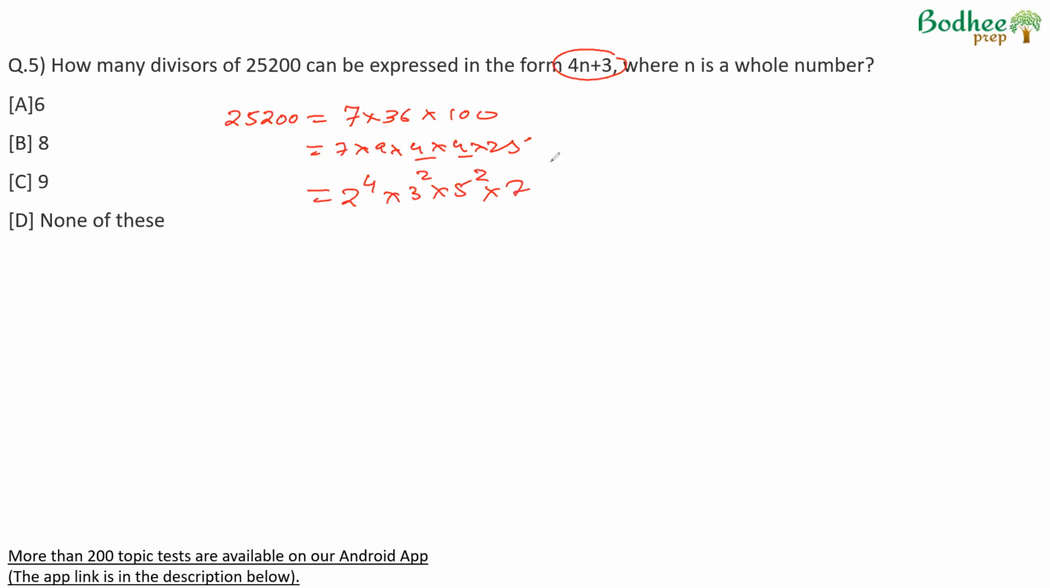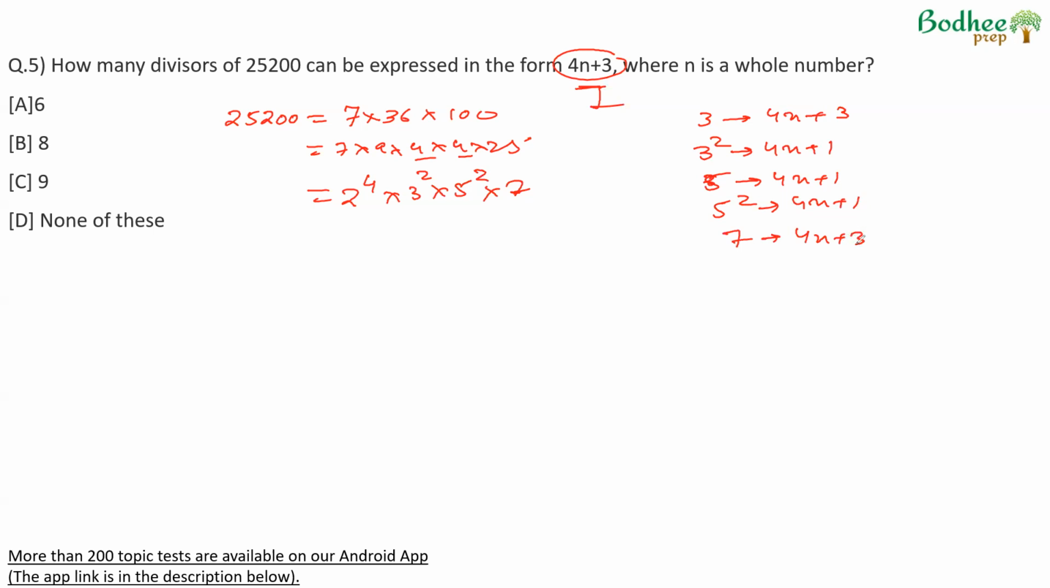Now, if we are forming factors, we can see that anything multiplied by 2 will not be of the form 4n plus 3. Anything which is a multiple of 2 will either leave a remainder of 2 when divided by 4 or it will be divisible by 4. So when I'm forming these factors, I will not use 2. Also, 3 is of the form 4n plus 3, where n is a whole number. 3 squared is of the form 4n plus 1. 5 is of the form 4n plus 1, so is 5 squared, 25. 7 is of the form 4n plus 3.